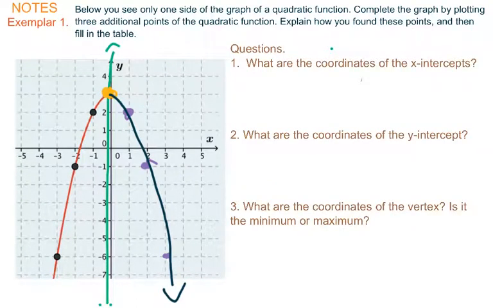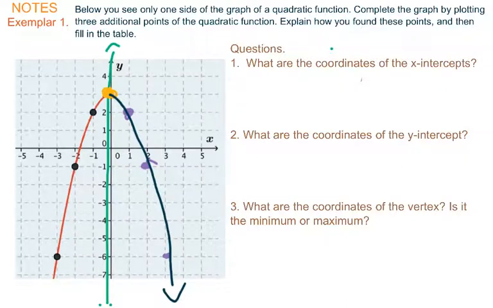Now we have a few questions. What are the coordinates of the x-intercepts? What are the coordinates of the y-intercept? What are the coordinates of the vertex? Is it a minimum or maximum? Now, we answered those questions a little bit previously, but anytime you're given a quadratic graph or a graph in general, I spy it, label it with the key features that you do know so that it can be helpful for you when you're answering the question.